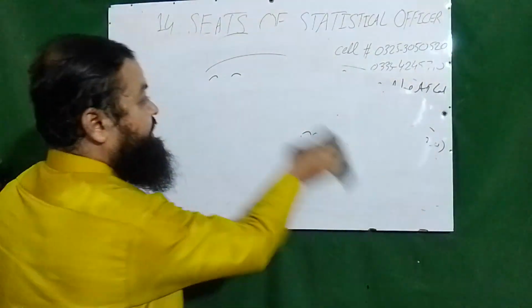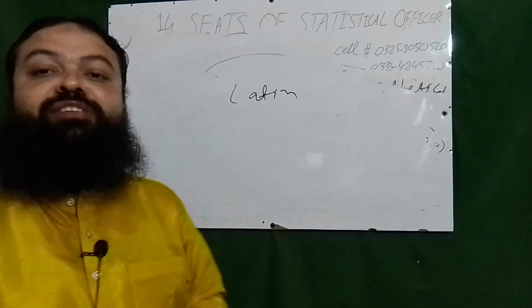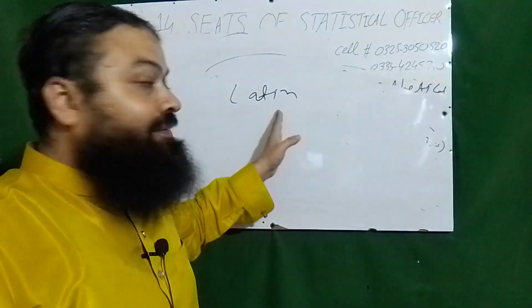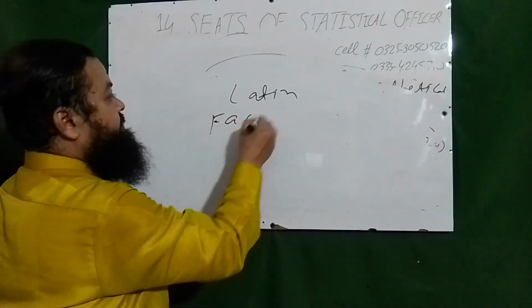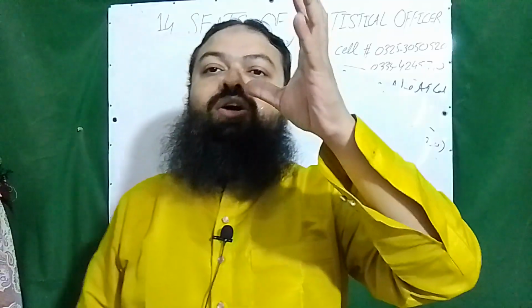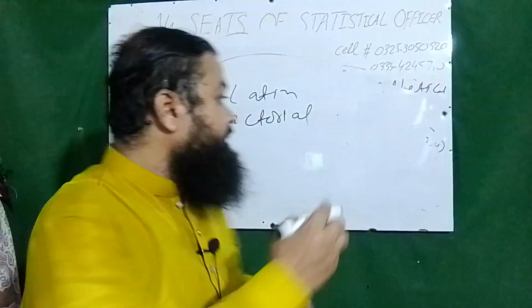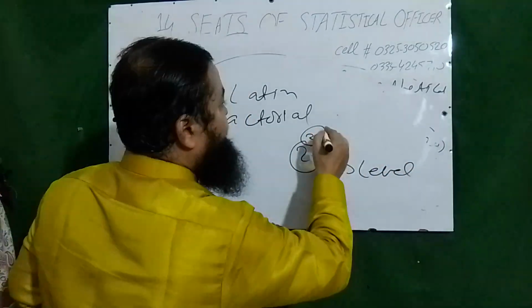Then Latin square design. In Latin square design, the number of rows, number of columns and number of treatments are equal, and you will have to learn the degrees of freedom too. And after that we have factorial experiment, where we take all the combinations of all the levels of all the treatments. For example, 2^3: this is the level, and this is the factors.